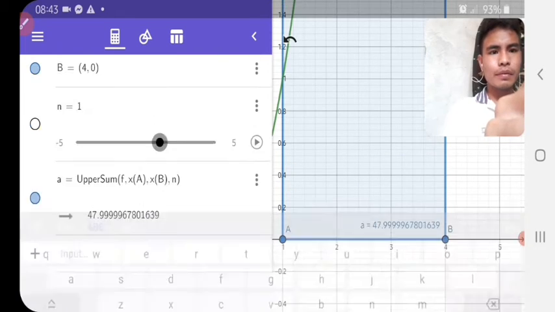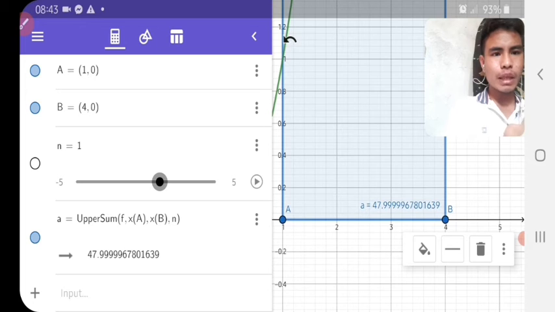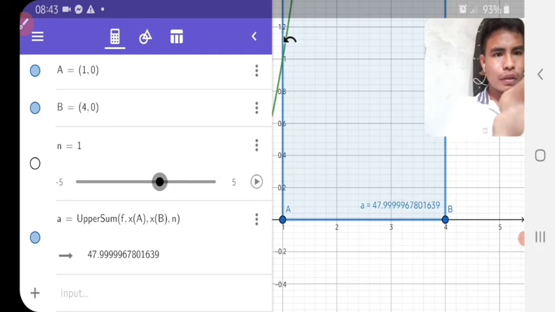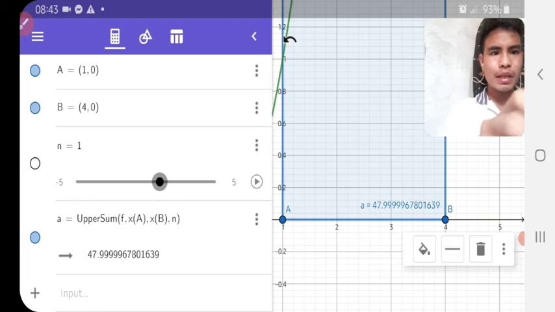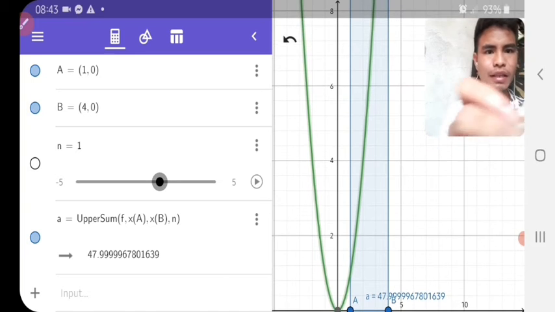So we have this one. Our upper sum here is going to be 48. This is 48, it is 47.99, so if we round it off, it is 48. This is the area given by the upper sum, just the upper sum, and our n here is 1.